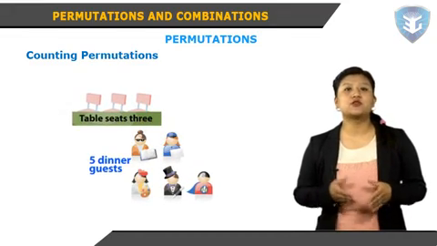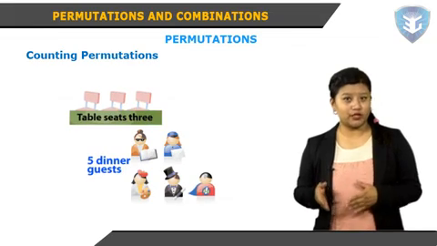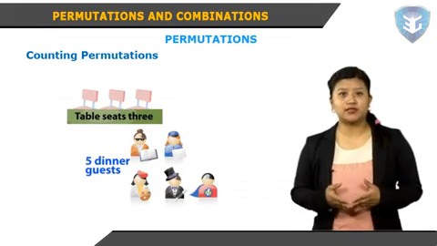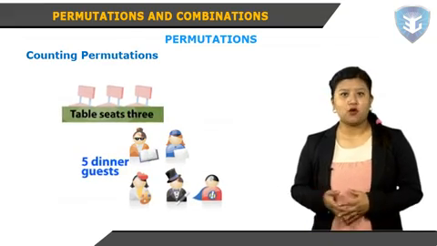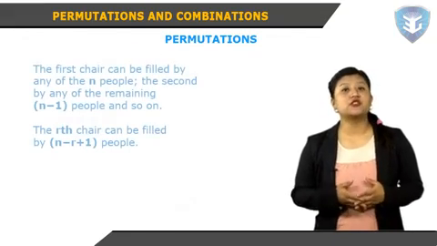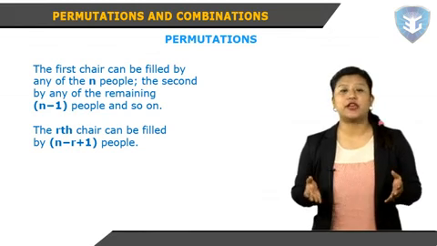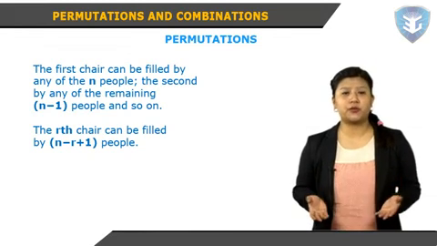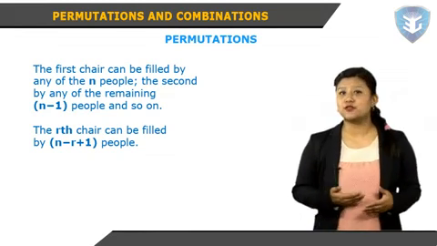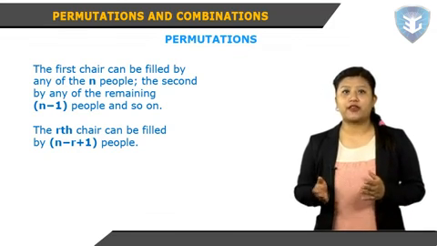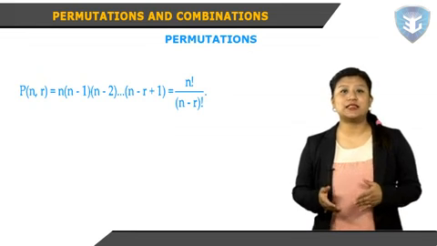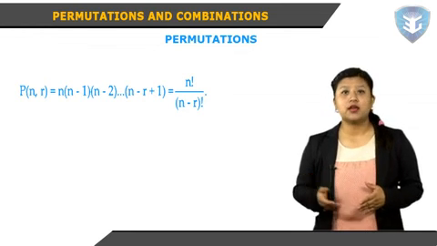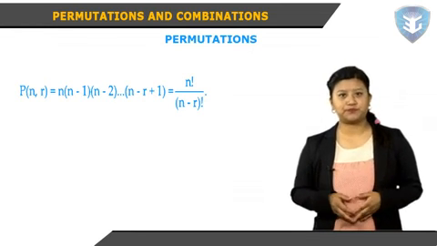This is equivalent to finding how many different ordered arrangements of people we can get on our chairs if we have n people to choose from. We proceed as follows. The first chair can be filled by any of the n people, the second by any of the remaining n minus 1 people, and so on. The rth chair can be filled by n minus r plus 1 people. Hence, we easily see that permutation of P(n, r) is given as shown on the screen.